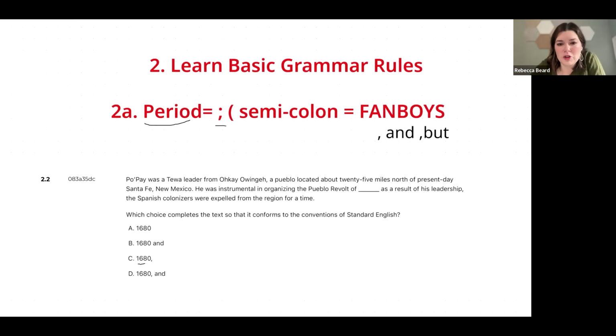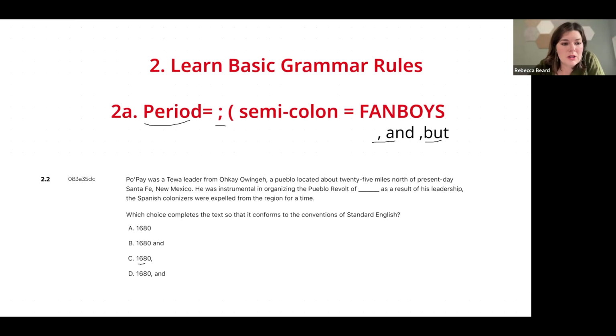And the other one that most students miss is called FANBOYS. They have learned it before, but it's been a while. It just means anytime there's a comma and, or a comma but, there's also others, but this is what I typically see, you pretty much treat it as a period. And if it works as a period, then it's right.